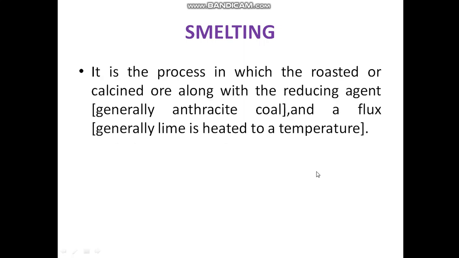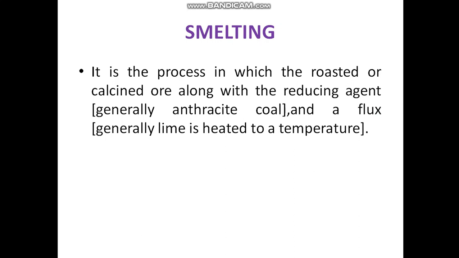Now the smelting process is a process in which the roasted or the calcined ore, meaning the ore which is obtained after calcination or by the roasting method, that is when the ore is heated in the presence or in the absence of oxygen. After that, whatever ore is obtained is treated with a reducing agent. We have many reducing agents. Now these reducing agents are used according to the electrochemical series, or we can say depending upon the reactivity of the metal.